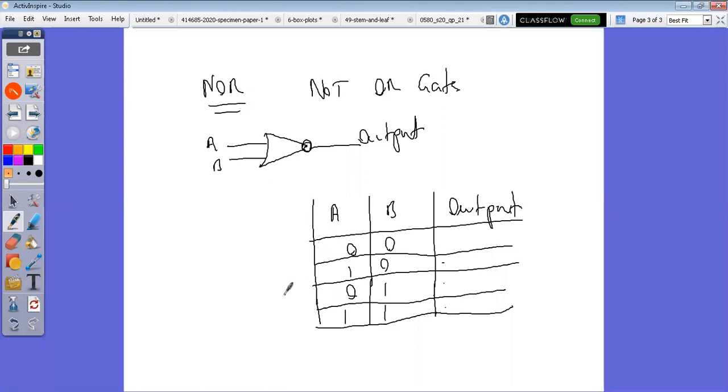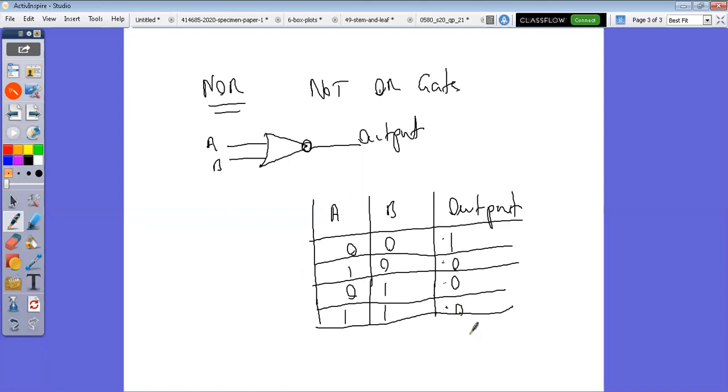Take your time to think. What you're simply doing is your normal OR gate, but you're reversing that. NOT means not, you're reversing the OR gate. So if it was the OR gate, it would give you 1, 1, 1, zero. So the opposite of that: this is one, this is zero, zero, one, zero, zero.